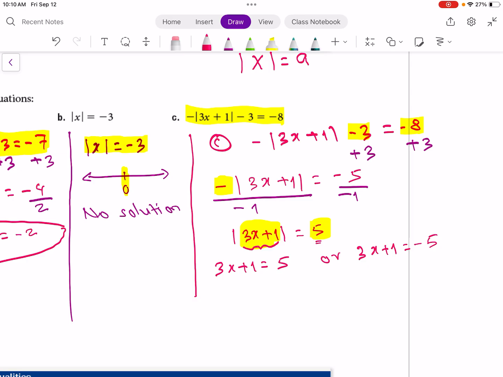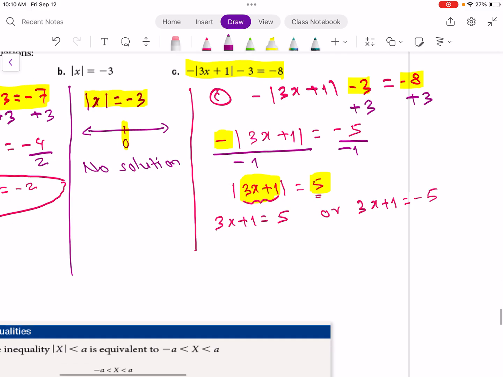Okay, now we have a linear equation. So let's solve this linear equation. You subtract 1 on both sides. We have 3x equals 4. Then let's get rid of 3 by dividing by 3, and we have x equals 4/3.